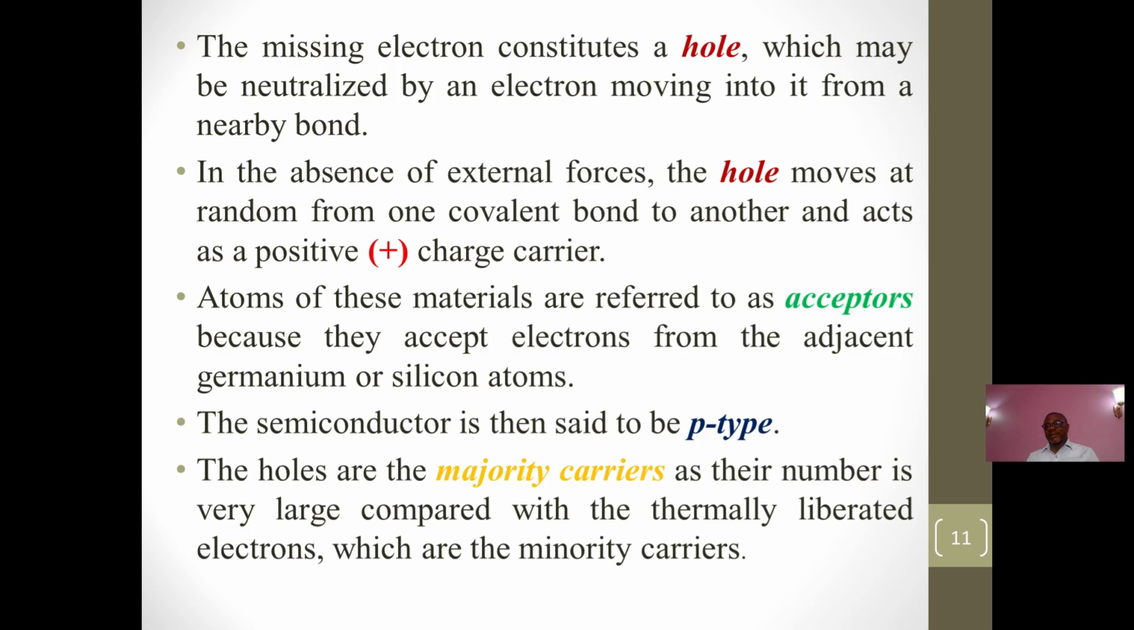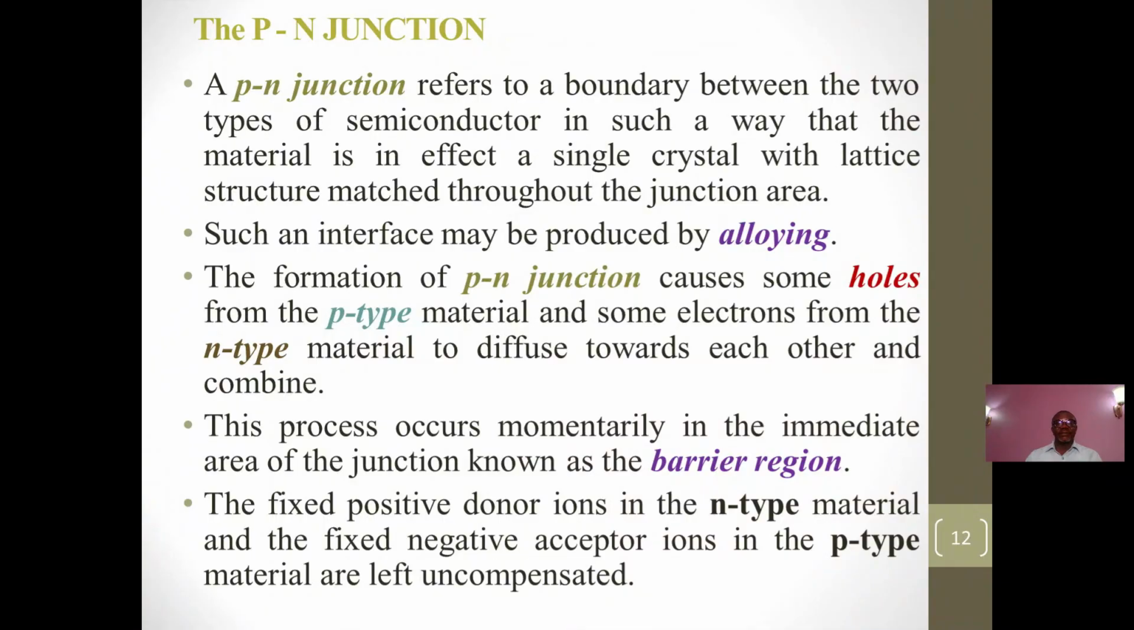Atoms of these materials are referred to as acceptors because they accept electrons from any adjacent germanium or silicon atoms. The semiconductor is then said to be the p-type because it has the positive sign. So here, the holes, which is that small circle with plus sign, are the majority carriers as their number is very large compared with the thermally liberated electrons, which are the minority carriers.